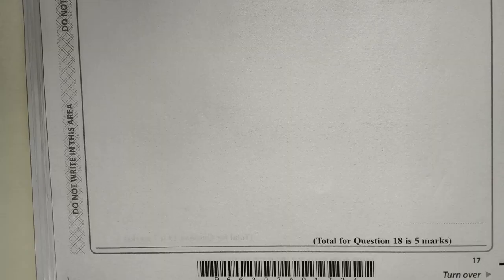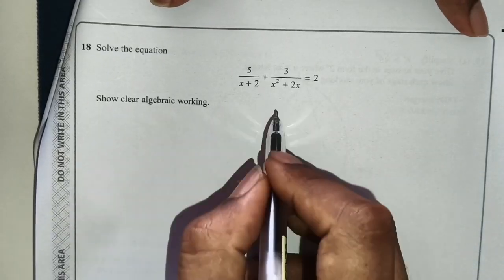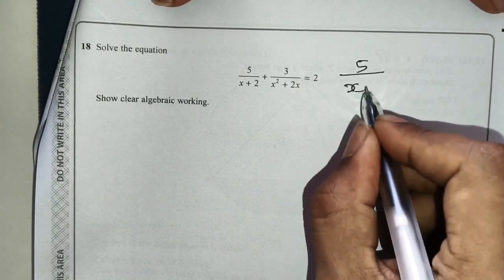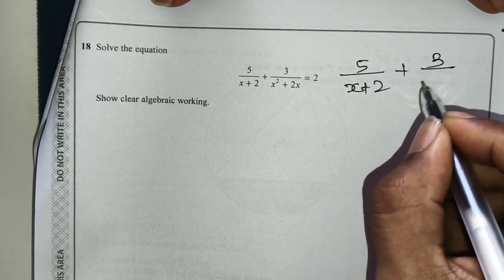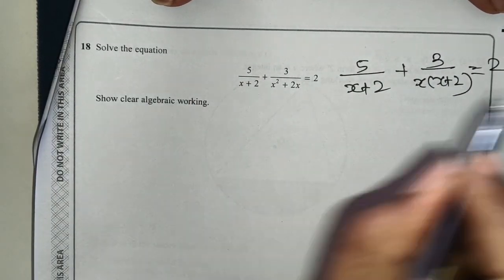We have to solve a new question. It is of 5 marks. So even though it's of 5 marks, don't worry, because it is only calculation intensive. It does not need that much of thinking. Correct? So let's do this question. So I'm going to rewrite it as 5 upon x plus 2 plus 3 upon x into x plus 2 is equal to 2. Correct?